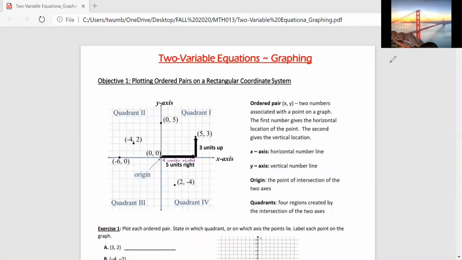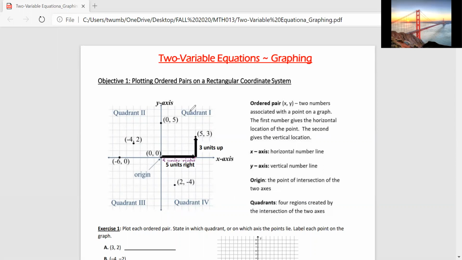All right, class. I just want to take a moment to talk about two variable equations, most especially when you're trying to graph. We have the system here. This is what we call the rectangular coordinate system. What it does is that it enables us to plot points and in particular graph lines or functions, if you will.